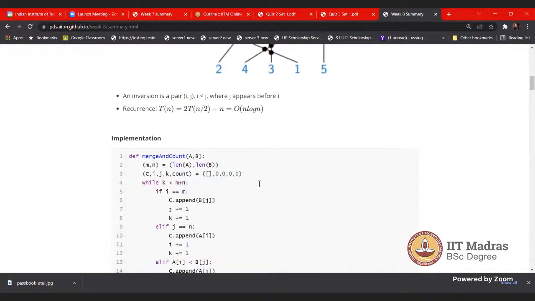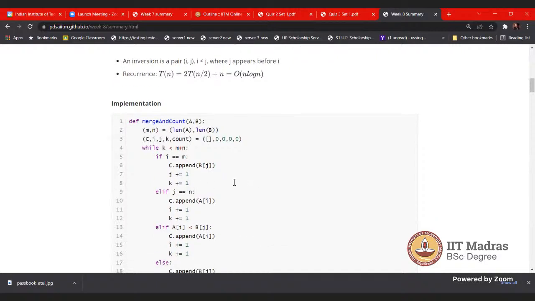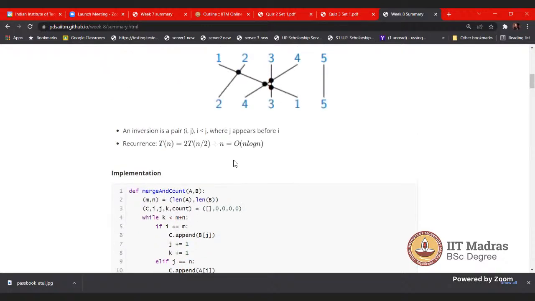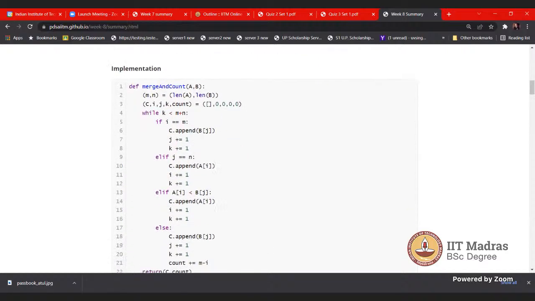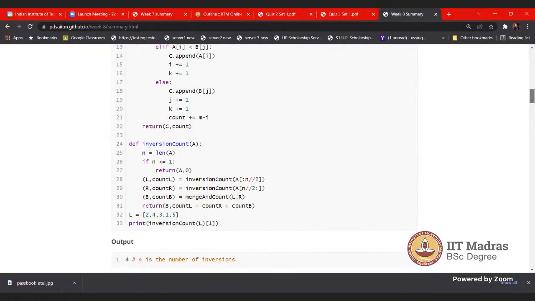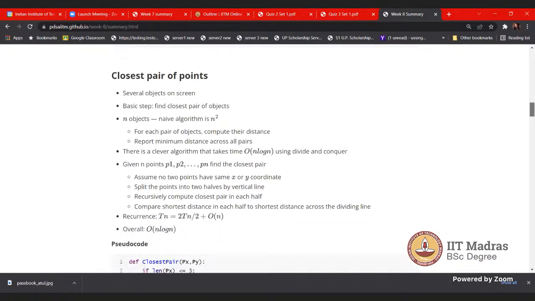In that case, merge sort complexity is n log n. So if we use the merge sort concept, we can achieve this counting of inversions in n log n time. These algorithms you have already seen and solved problems on. Same for the closest pair. This is also a problem of the divide and conquer approach.